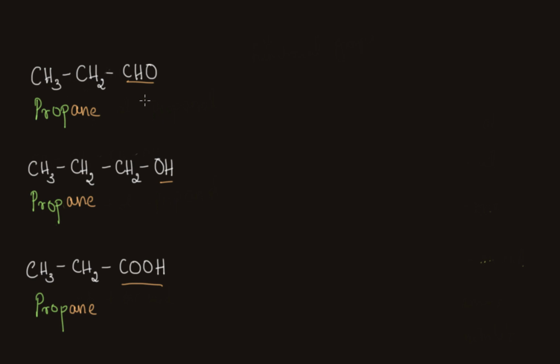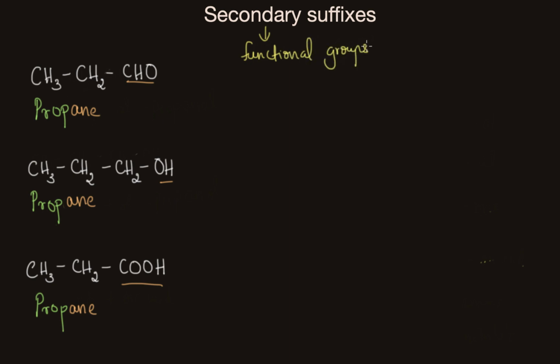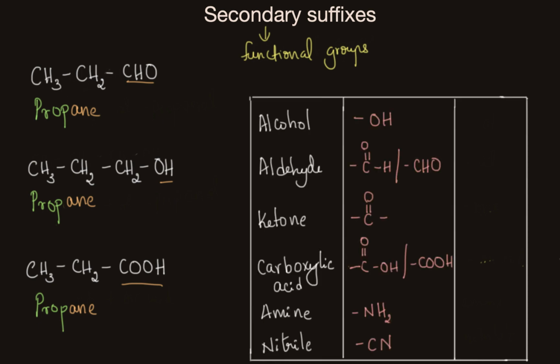So how do we name the functional groups? We understood how to name the root word. We also got to know how to name the carbon-carbon single, double or triple bond. Now how do we name these functional groups? In order to name them, another type of suffix came into picture, which we call secondary suffix. So using secondary suffix, we can name higher functional groups. What are these higher functional groups? So we have seen that there are some functional groups like alcohols, aldehydes, ketones, carboxylic acids, amines, nitriles, and there are many more. So let's discuss the others in a separate video.